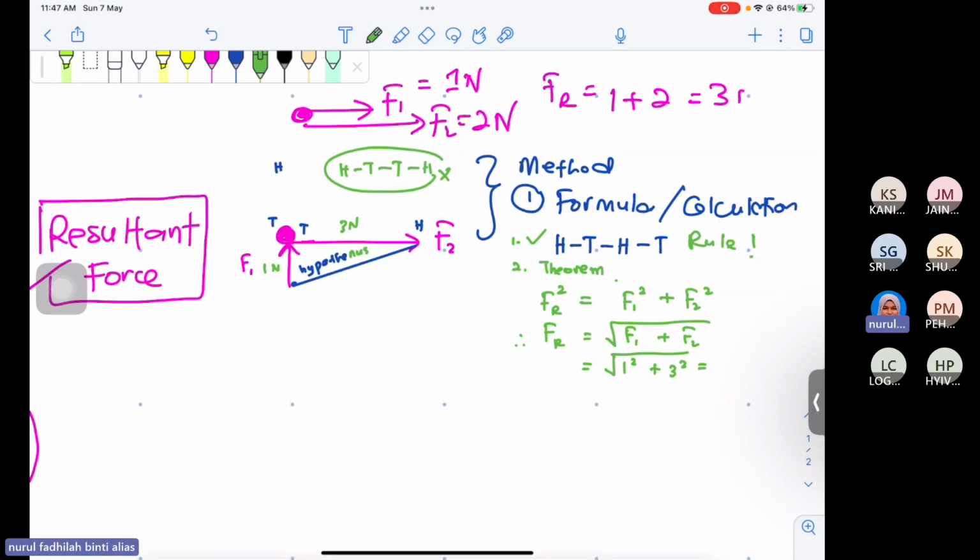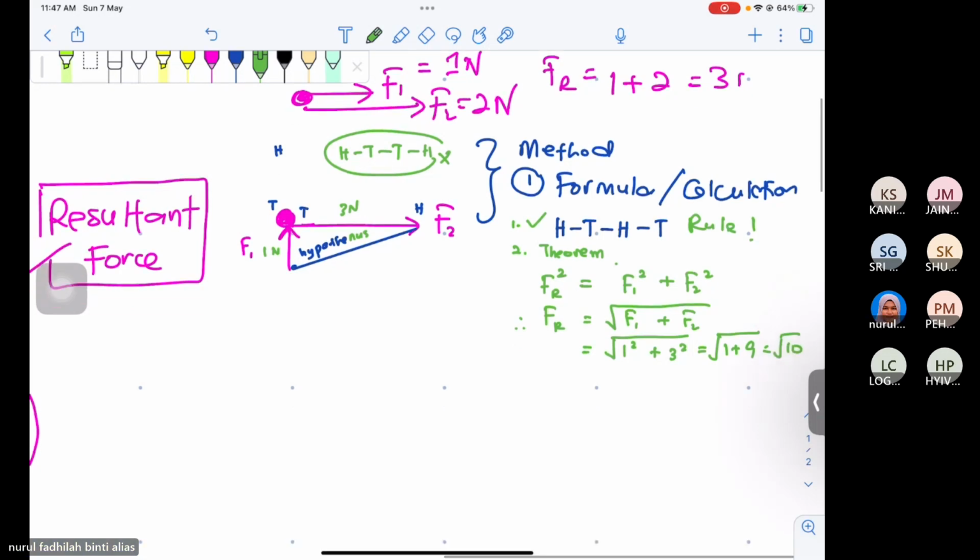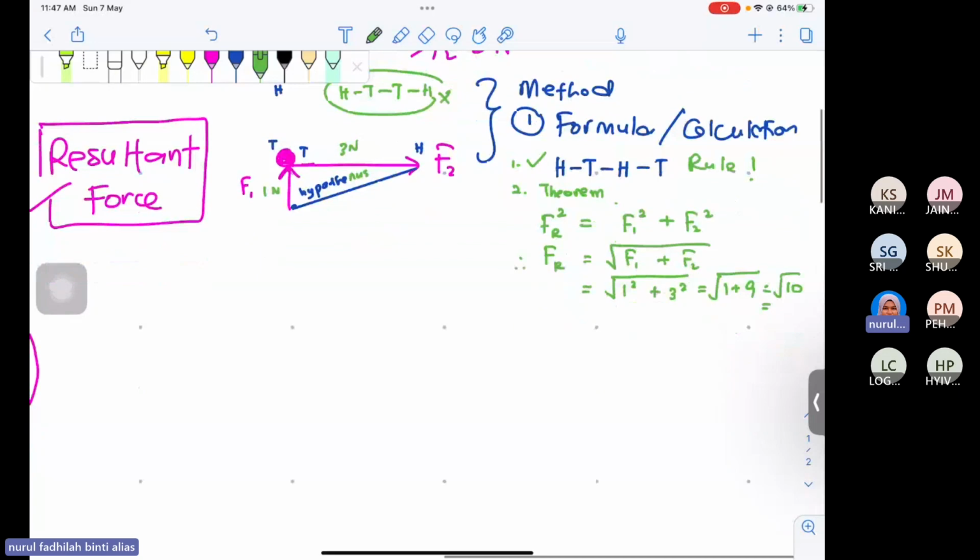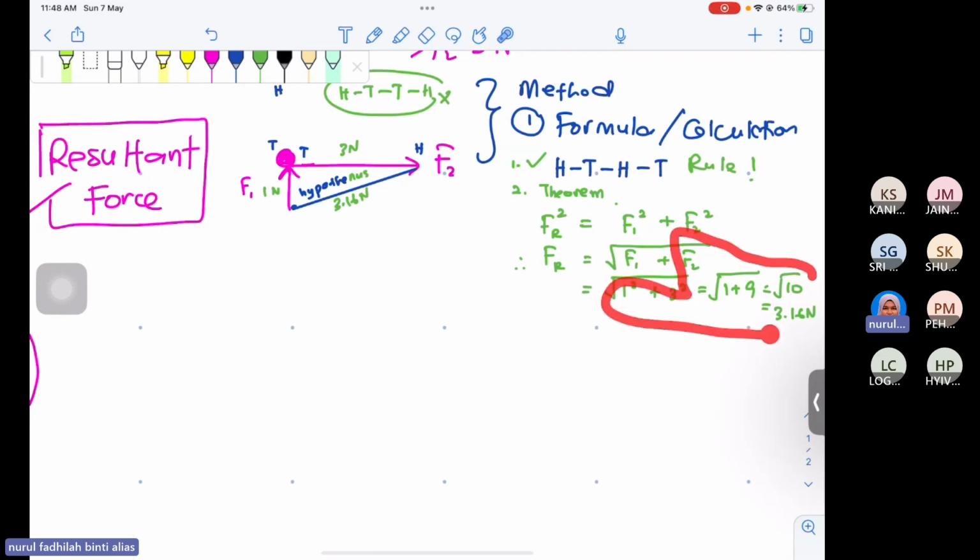1 squared plus 1 plus 10, right? So that's 10. So what is the square root of 10? 3.16. Okay, Newton. So that's the resultant force. Okay, here I don't really care about this one. The values, it's okay, it's not important. So mathematics, I'm sure you all are okay. But we have this formula you can use. Okay, so that's the first method.